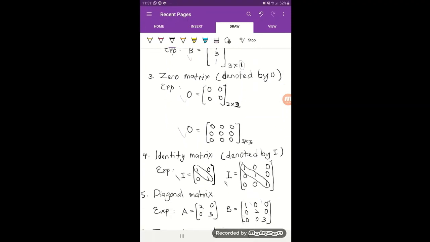And then the next is the diagonal matrix. A diagonal matrix is one in which the non-diagonal entries are 0. Okay, the non-diagonal entries are 0 here.